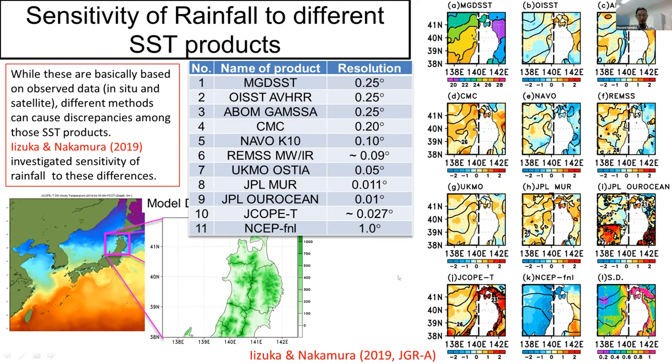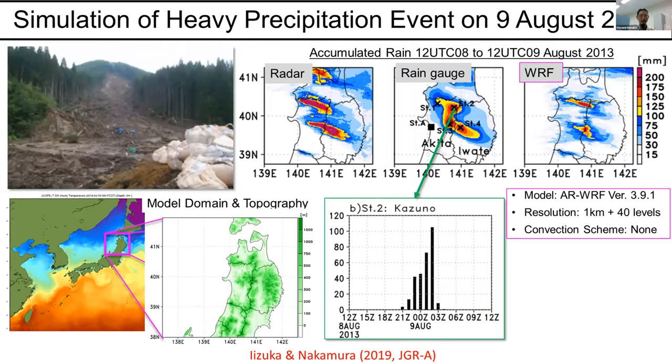So here we can see that there are substantial differences in the SST among the SST products, probably due to the different methods of analysis to make the gridded data. And they investigated the sensitivity of heavy rainfall to these SST differences. They focused on the heavy rainfall event in August 2013. In this event, we had more than 100 millimeters per hour rainfall at this particular station. And they tried to simulate this event using the WRF model and succeeded.